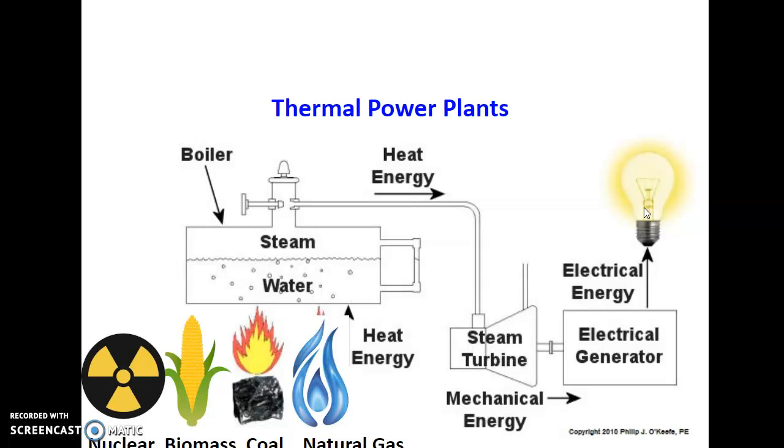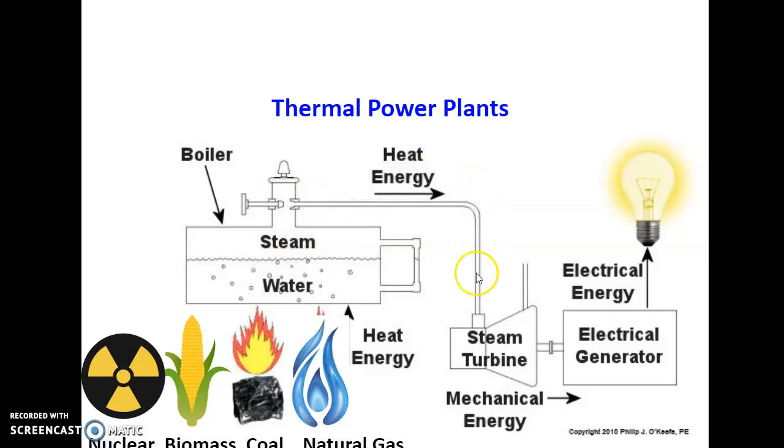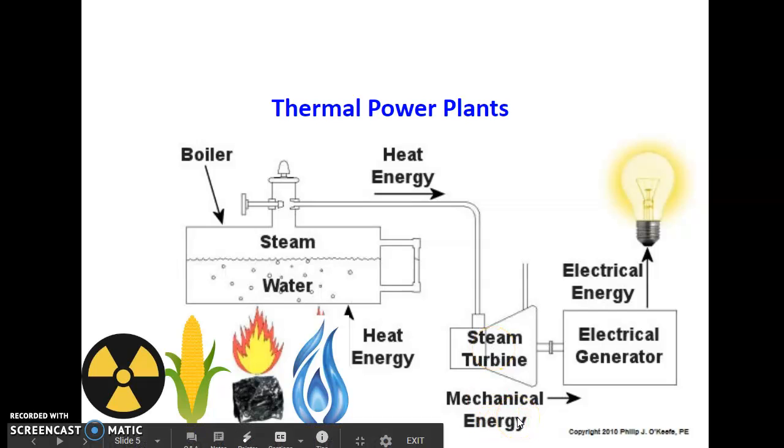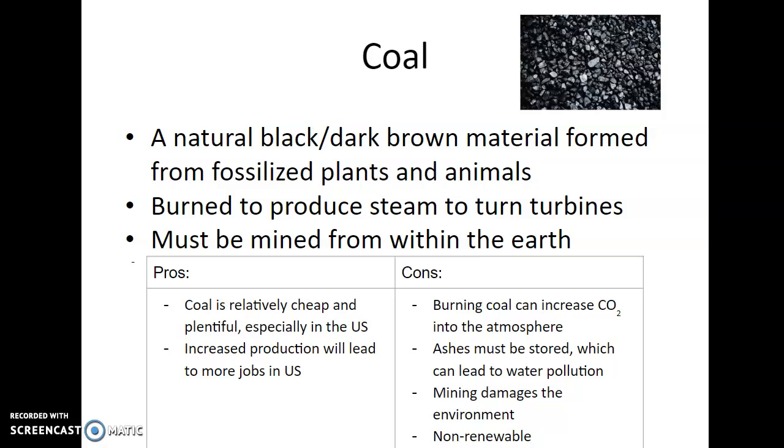Super quick, just to recap: heat energy, which is steam, is transferred into a steam turbine, creating mechanical energy, which then powers an electrical generator, which creates electrical energy. Super simple. So we're going to talk about these traditional forms of energy, which were discussed in the last slide, because these are all ways that we can get electrical energy and power a power plant with.